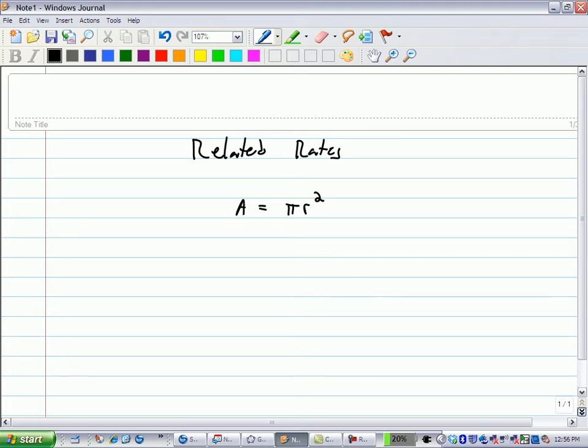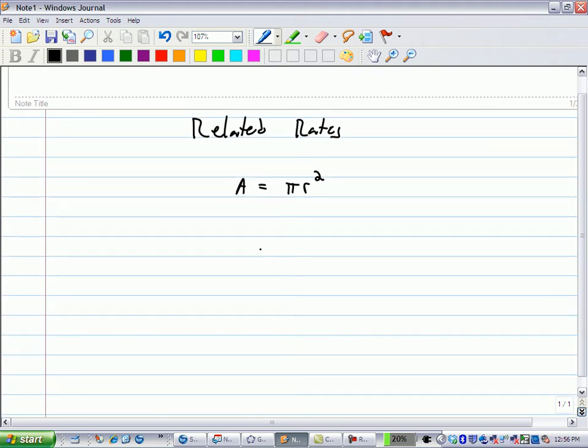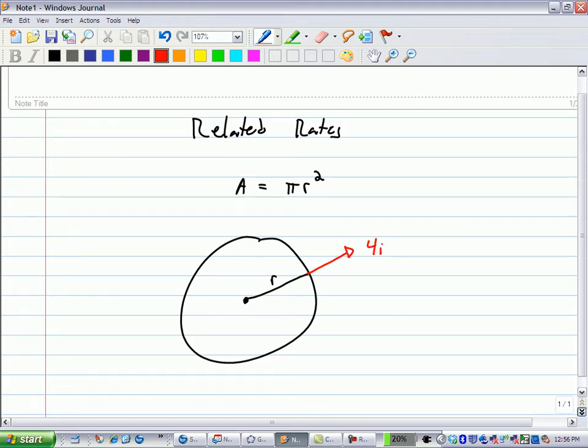Now, let's say you had a circle. Here's the radius. And let's say the radius was getting bigger. Okay? Let's say the radius was growing at, I don't know, 4 inches per second. So you've got a circle, its radius is growing at 4 inches per second. It's a constant rate. Okay? So the radius is growing at 4 inches per second.